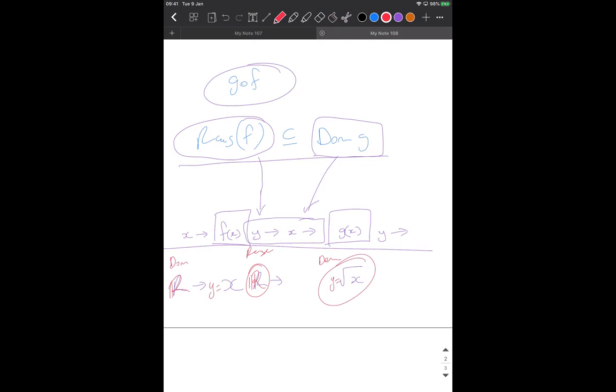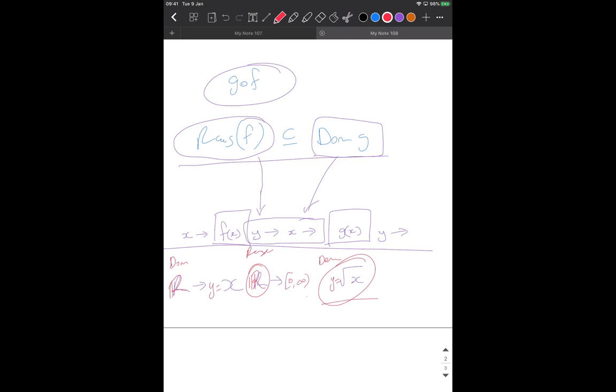We can't have negative values here. We need positive values or 0. There's a better way to draw that. Just hang on a second. Let's get rid of that. So our domain of this one, this y equals root x, is just 0 to infinity.